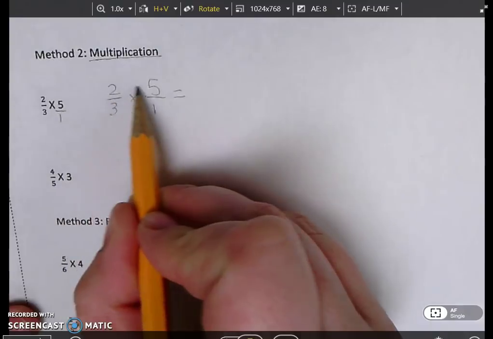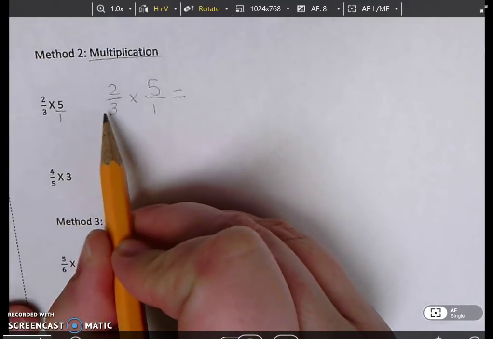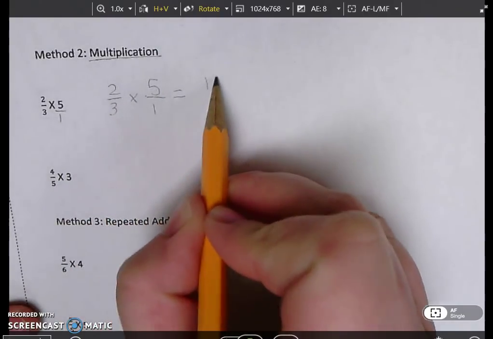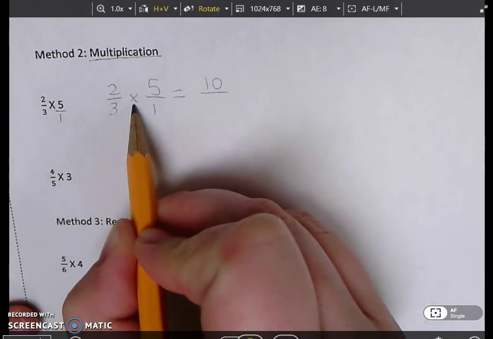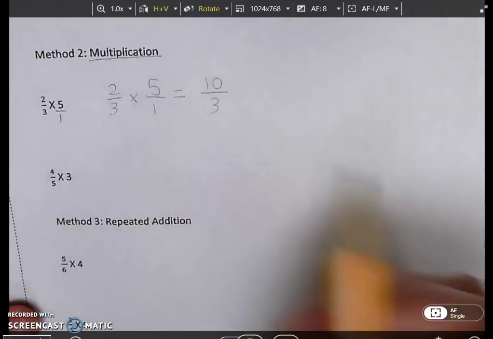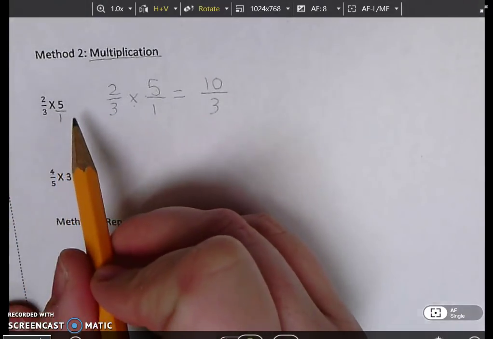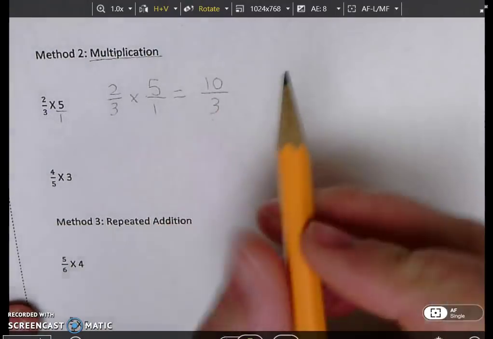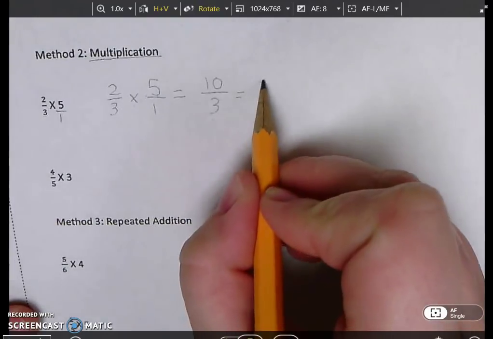And then when we multiply, we just multiply straight across the top, straight across the bottom. So 2 times 5 is 10. 3 times 1 is 3. So 2/3 times 5 would be 10/3. But I can't leave it as an improper fraction. I've got to change it to a mixed number.